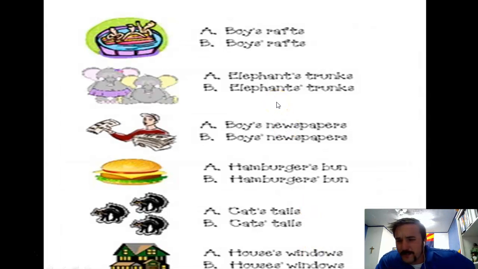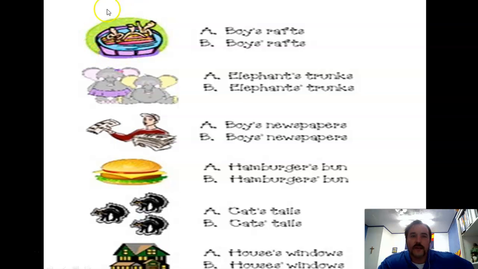I am sorry this one's a little bit blurry, a little bit hard to see, but I want to quiz you guys before we get to today's assignment. You really have to make sure you're looking at the picture to see, is it one, singular, or is it more than one, two, or three? Because that makes a big difference if you add apostrophe S or just apostrophe.